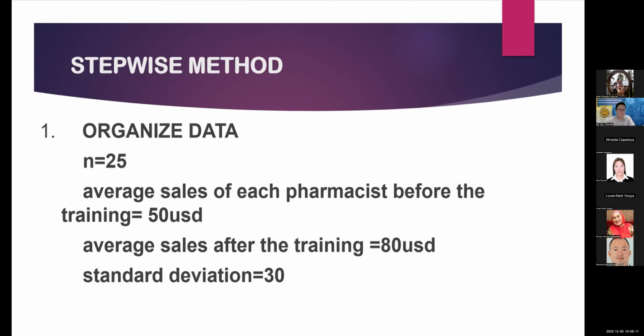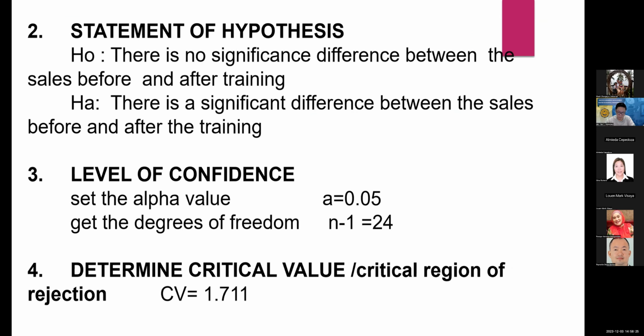So for the stepwise method, first is to organize your data. For the sample, it's 25. And the average sales of each pharmacist before the training is 50 USD. And the average sales after the training is 80. The standard deviation is estimated at 30. So number 2, state the hypothesis.